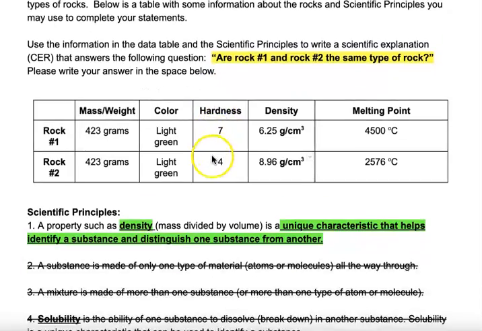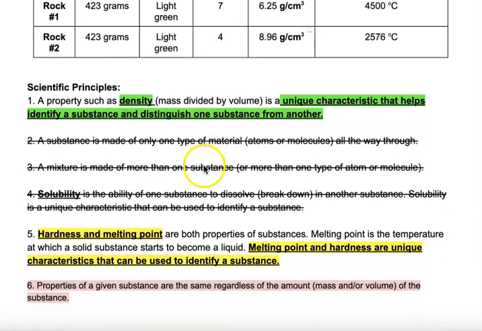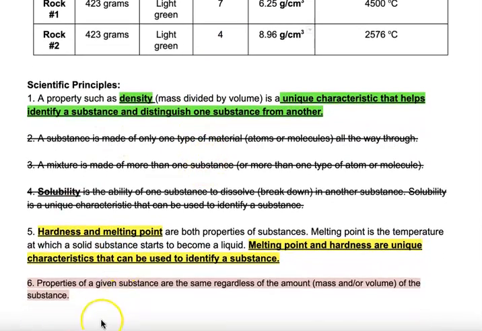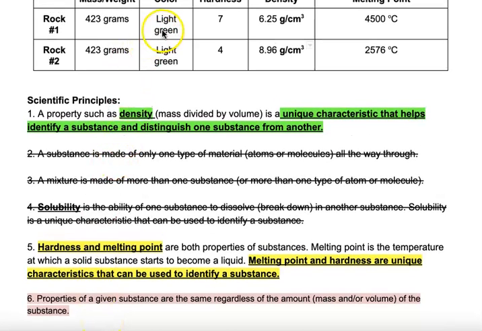So what I always suggest is you go to the scientific principles first, because a lot of times the scientific principles will give them to you. You might look at the data and say, well, yeah, they're the same type of rock. They're both light green and they're both the same mass. But there's lots of different rocks out there. What if you have two rocks that just happen to be the same size, so they're the same mass, and they happen to be the same color? So let's look through the scientific principles.